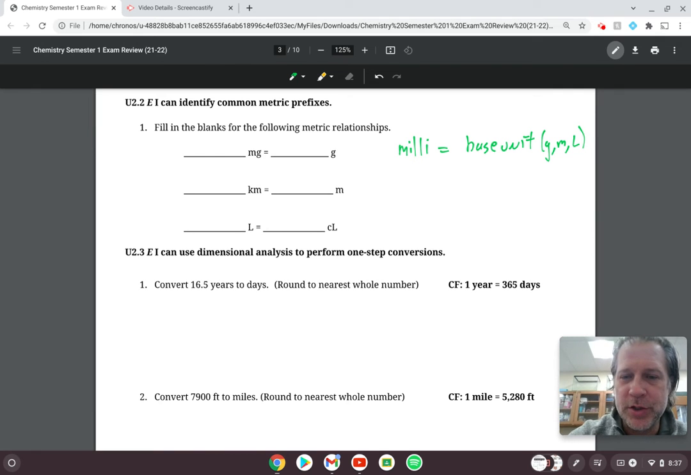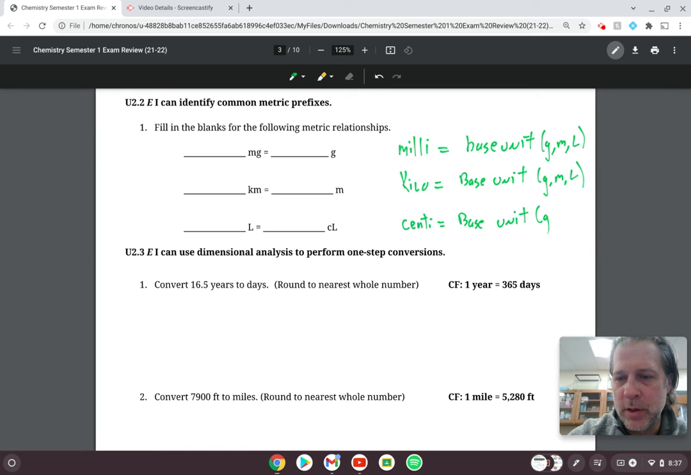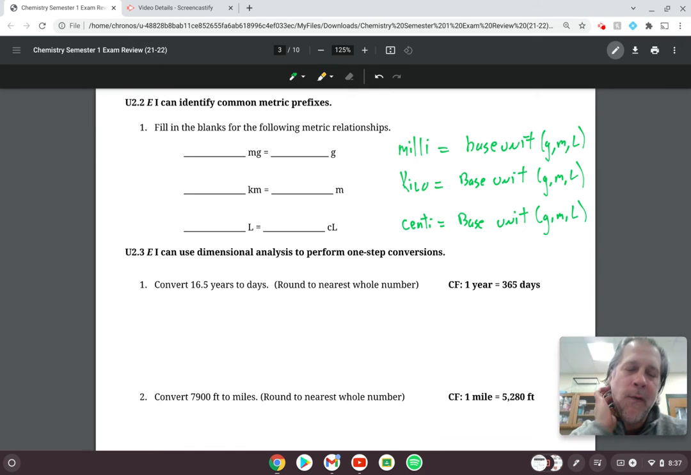We ask you to know the relationship between kilo and the base unit. And we also asked you to know the relationship between centi and the base unit. And again, the base unit is grams, meters, or liters. Now, in the case of the first one, we have milligrams. So that relationship is 1,000 milliunits is always equal to 1 gram or base unit.